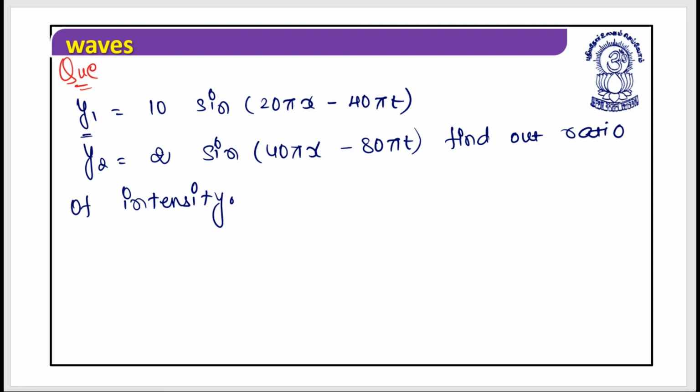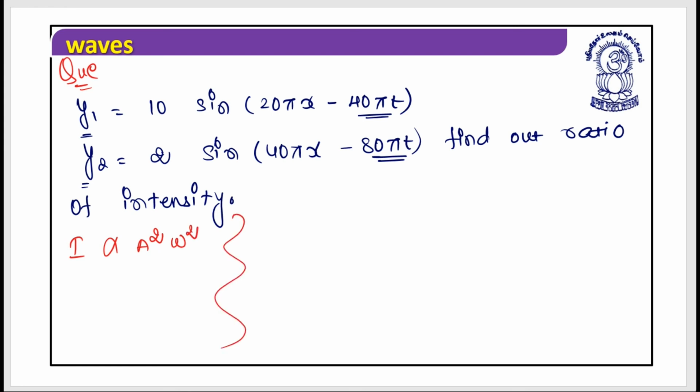So y1 equals 10 sine 20 pi x minus 40 pi t, and y2 equals 2 sine 40 pi x minus 80 pi t, and we need to find out the ratio of the intensity. So how will we do this? Look at this. This is 40 pi t, this is 80 pi t. That means both have different angular frequency omega. So my intensity would be a square into omega square this time.